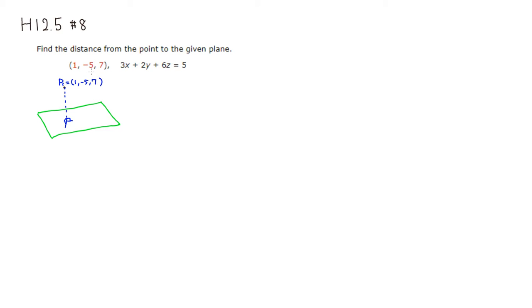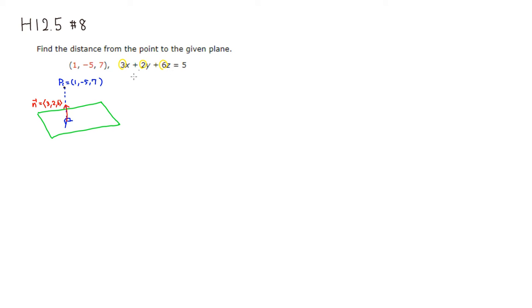All right, and the normal vector is very easy to find because you can see it in the equation: 3, 2, 6. So normal vector n is 3, 2, 6. Then what we need next is a point on that plane, so we're going to have to do a little bit of investigating here.